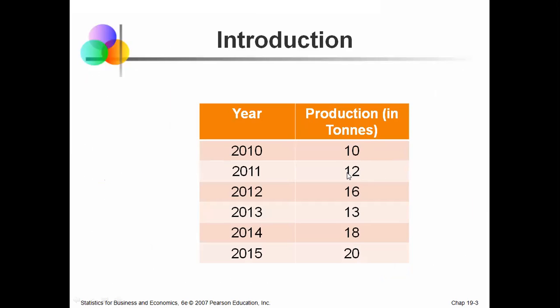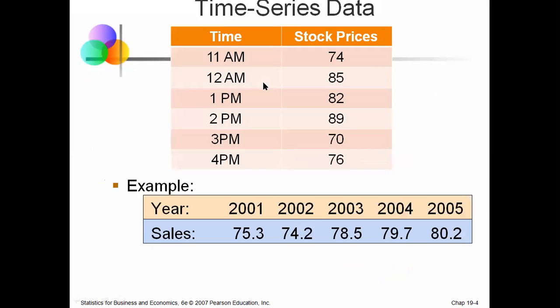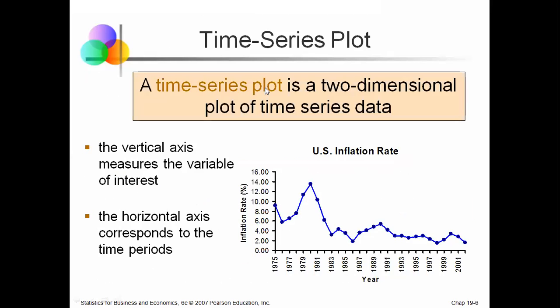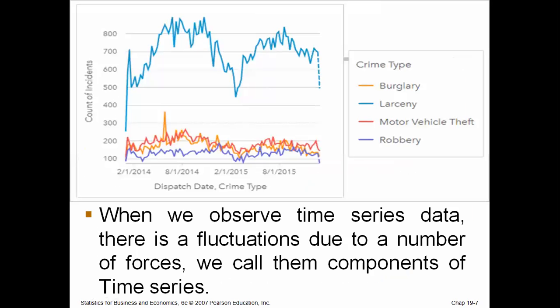Say it goes from 10 to 12, increases, and then increases again. After that, there is a decrease, and later on it increases. So there are ups and downs. It is called fluctuations. Why is there a fluctuation in the time series data? There are certain factors, a number of forces, which can influence the time series fluctuations.